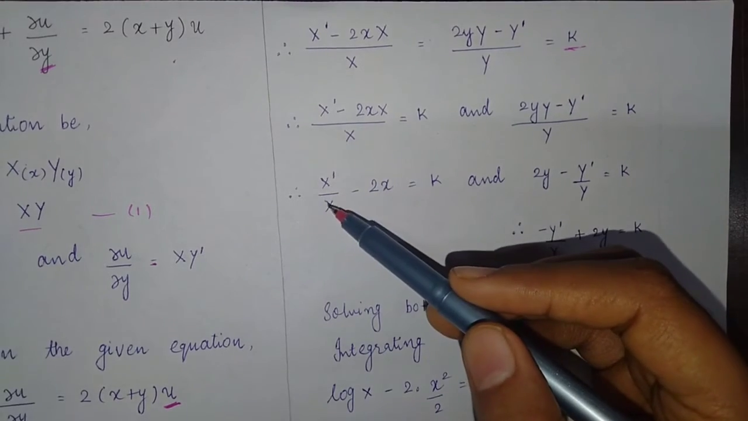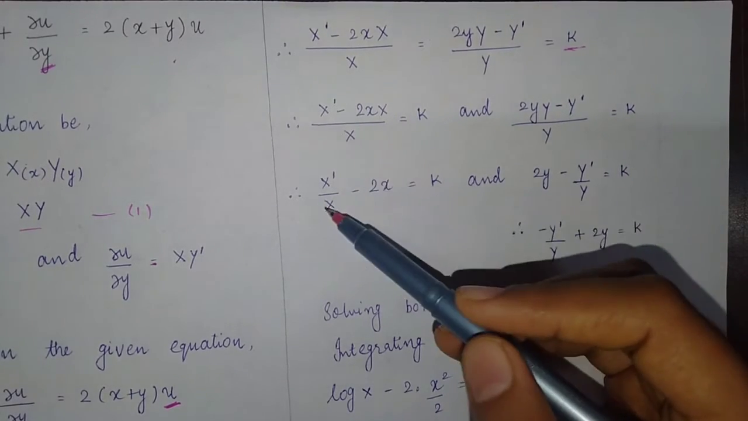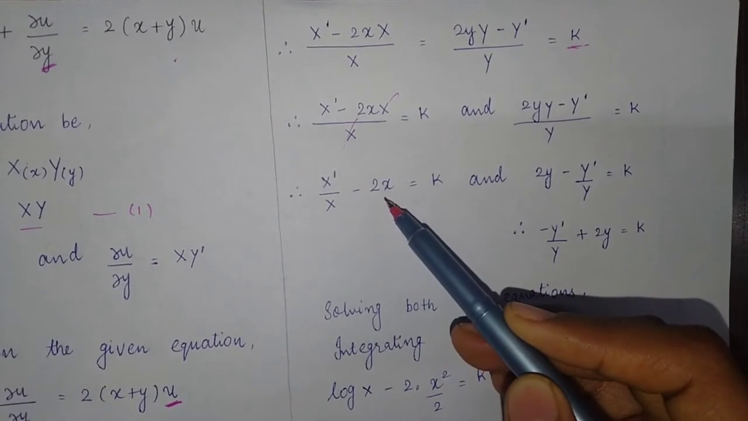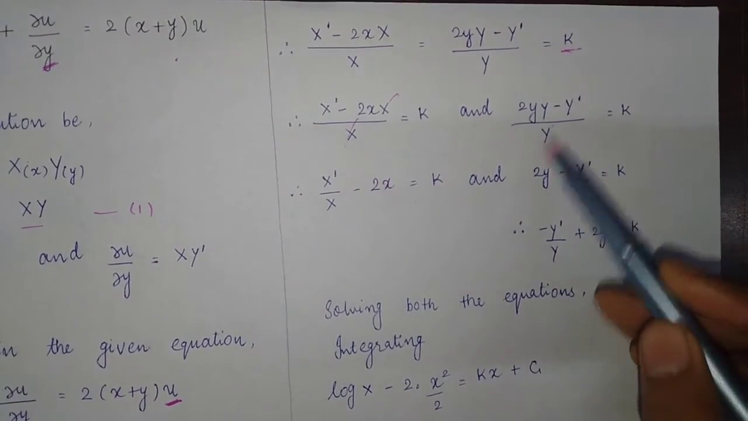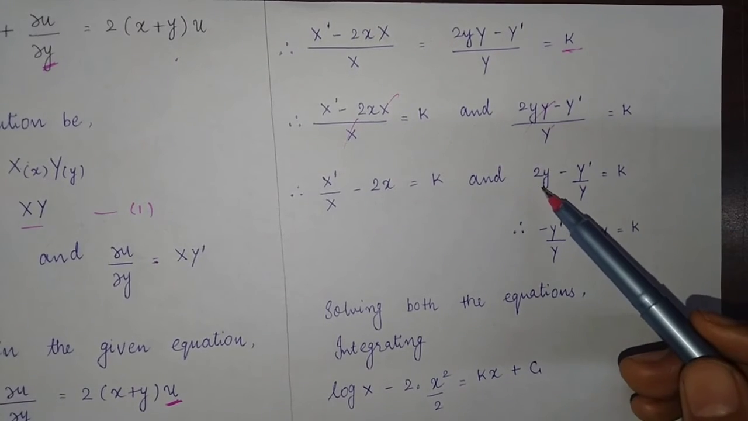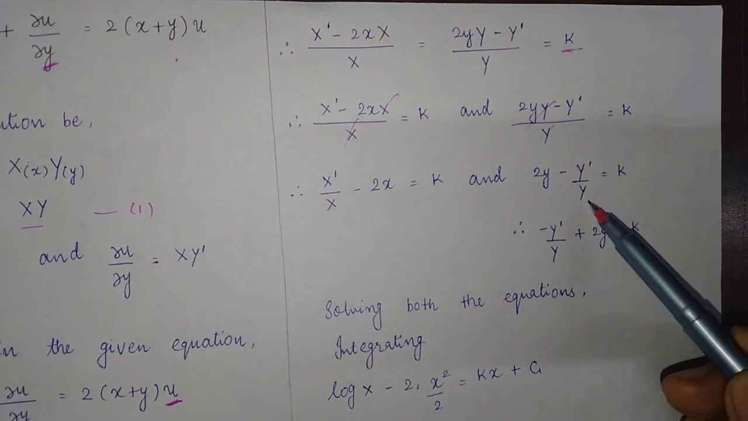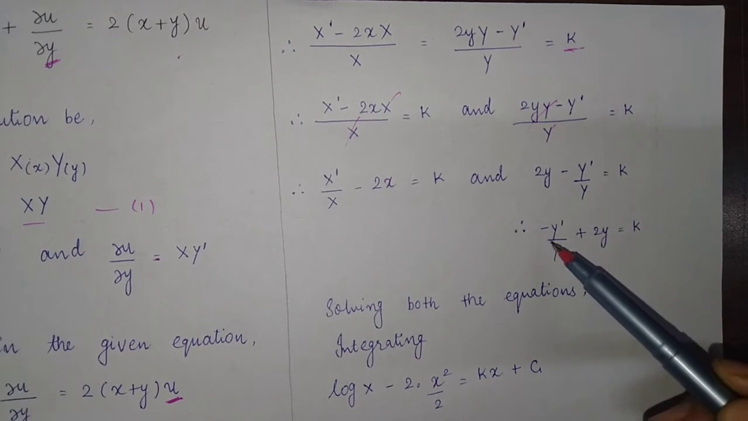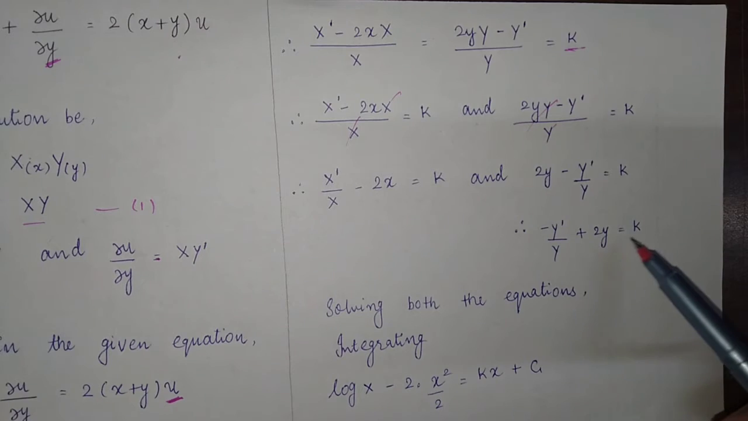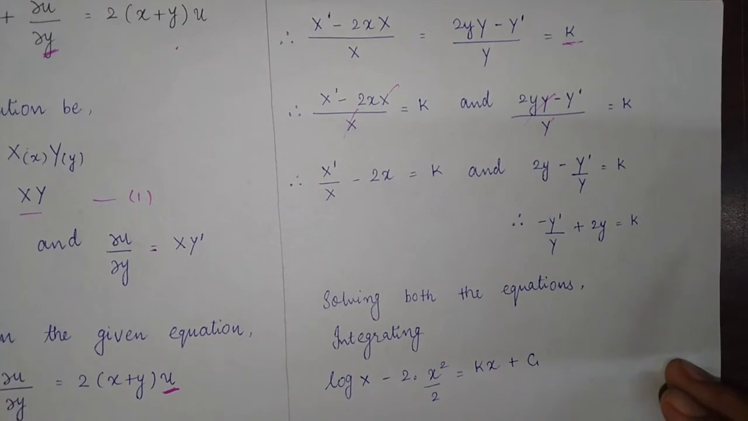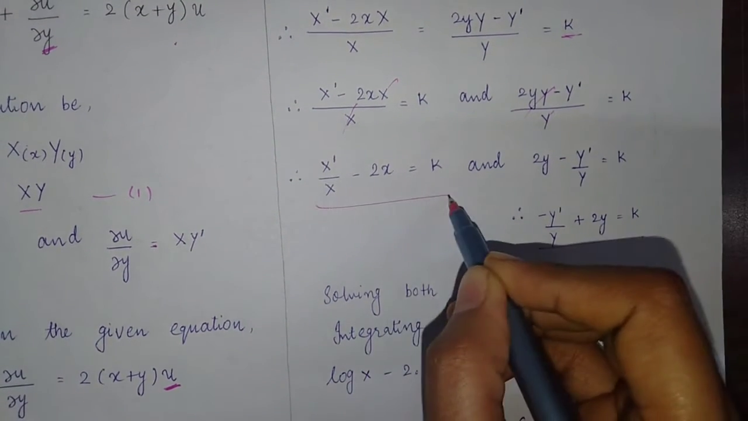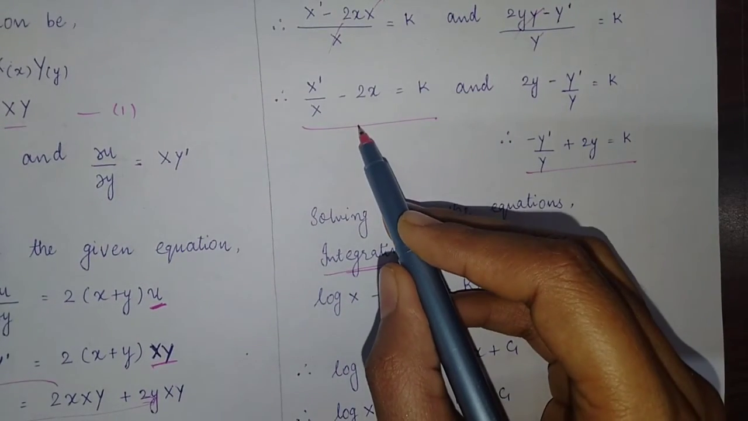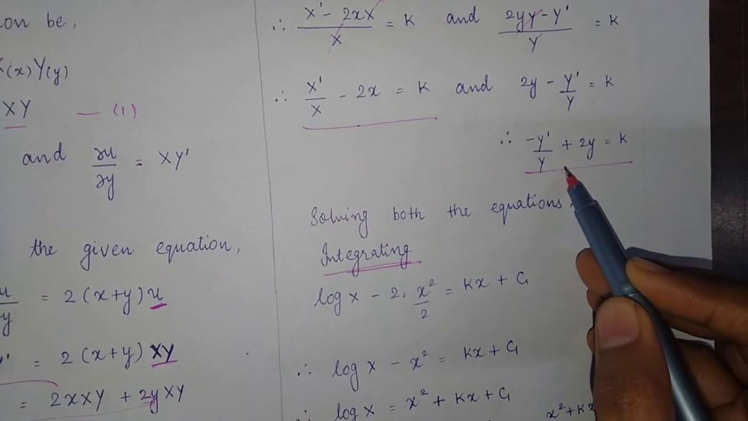Solving it further, I will get x dash by x minus 2x, since both the x will get cancelled, and here both y will get cancelled, so it will be 2y minus y dash by y equal to k. So I can write it like this: minus y dash by y plus 2y equal to k. Now we will solve both these equations. How will we solve it? By integrating. We will integrate this equation first and then this equation.